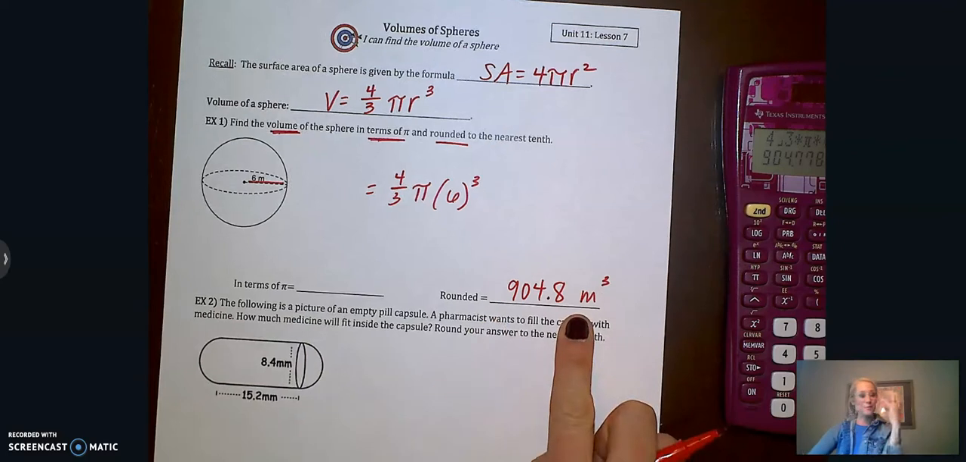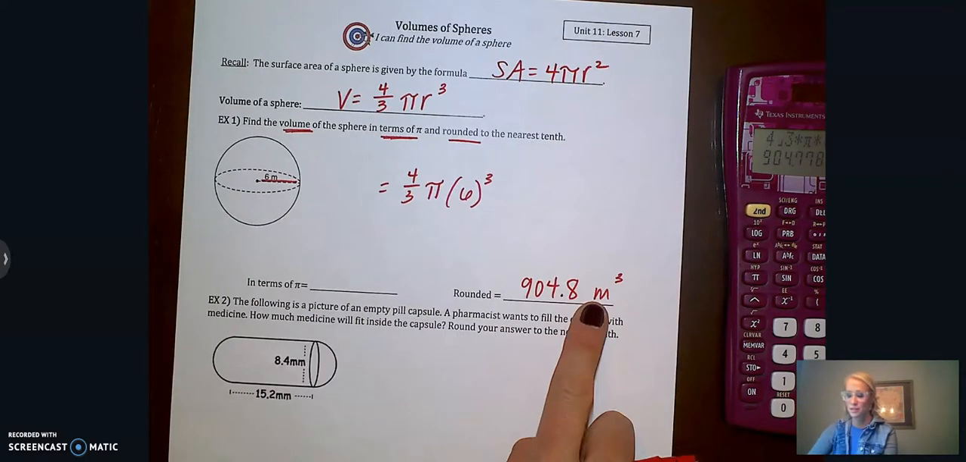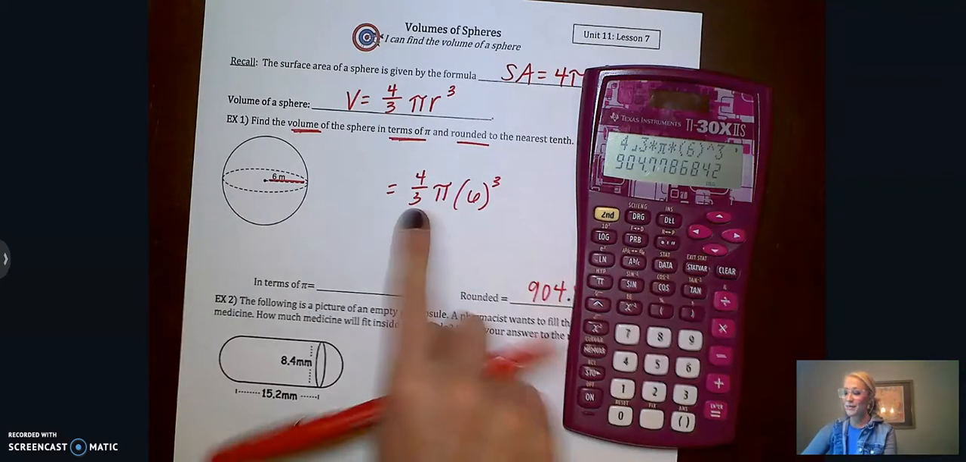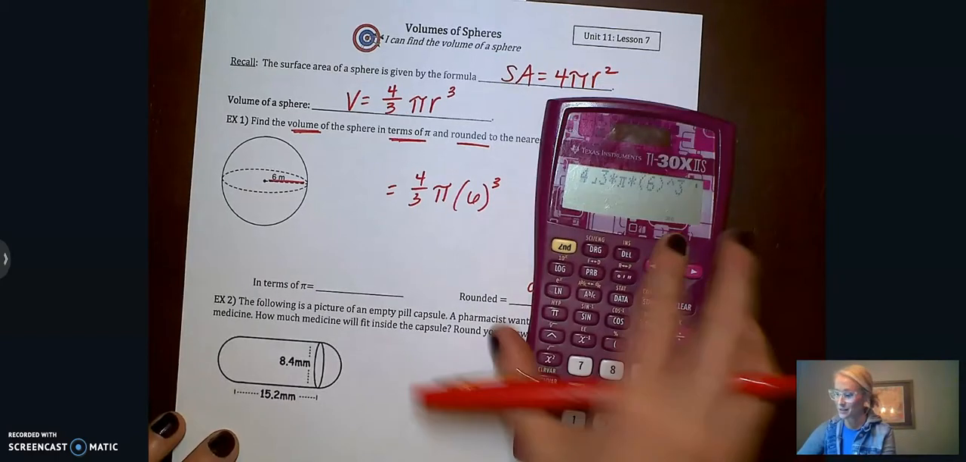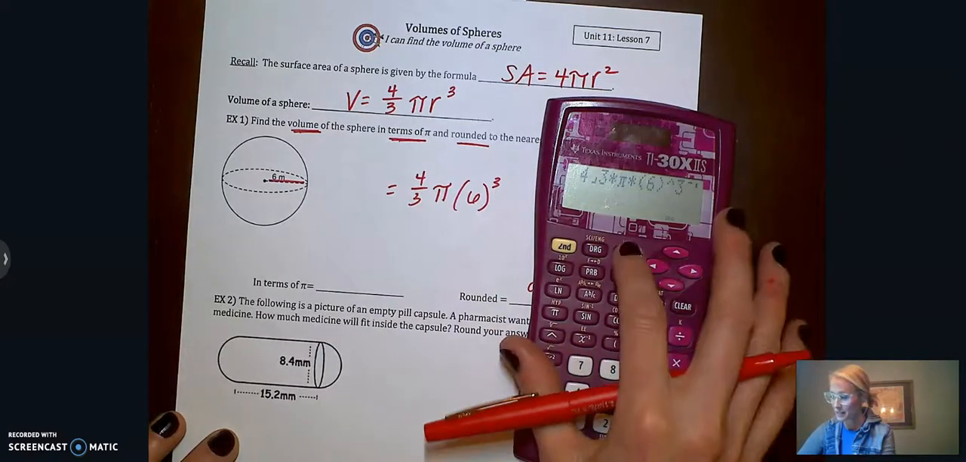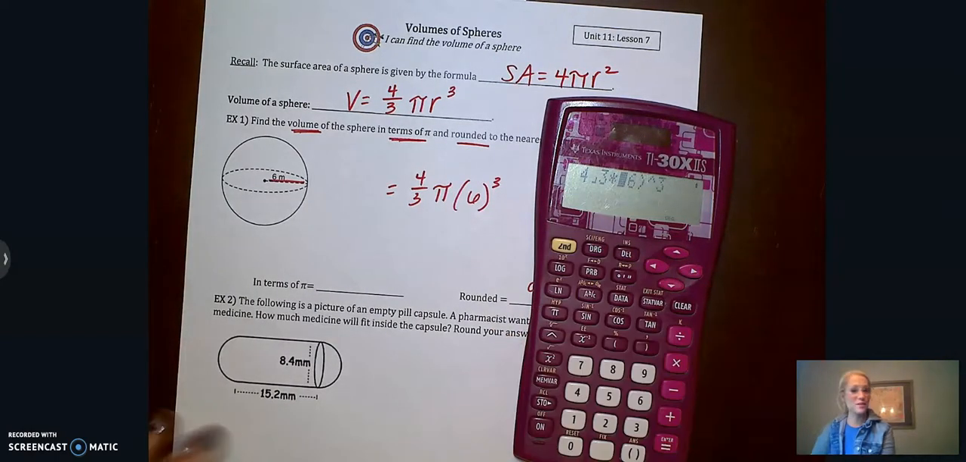That's how many little 1 by 1 by 1 meter cubes can fit inside this guy. So it's meters cubed. To write this in terms of pi, you don't want to put pi in your calculator. So what I'm going to do is come back up and delete pi. So you just do 4/3 times 6 cubed. That's it. And that'd be 288. Stick the pi back on.